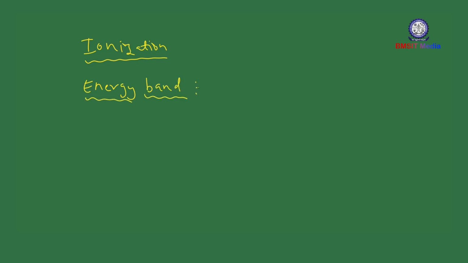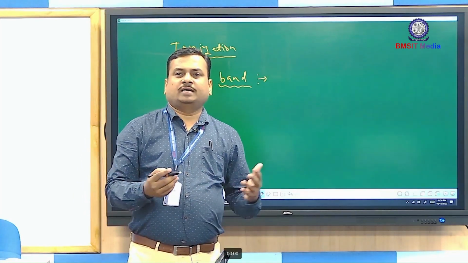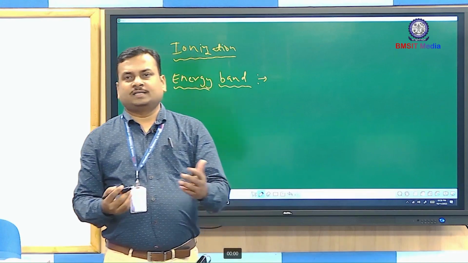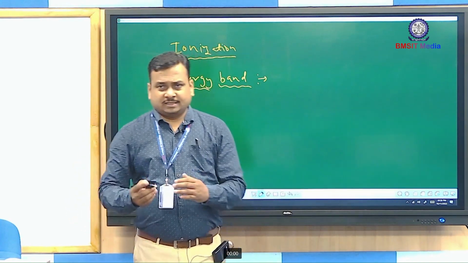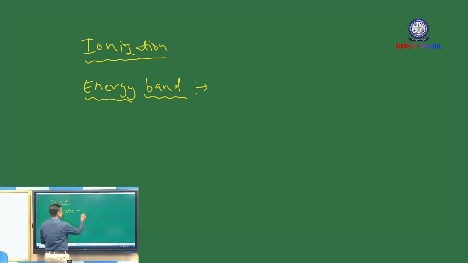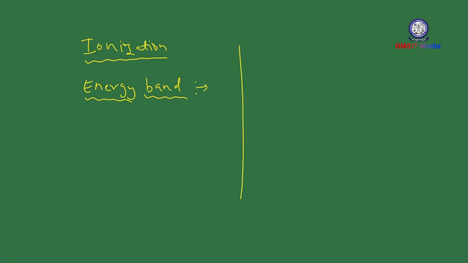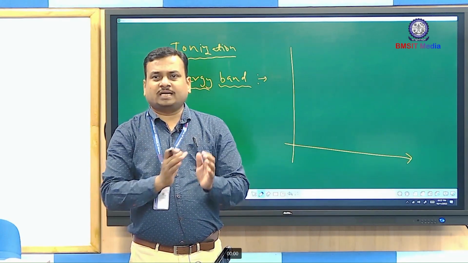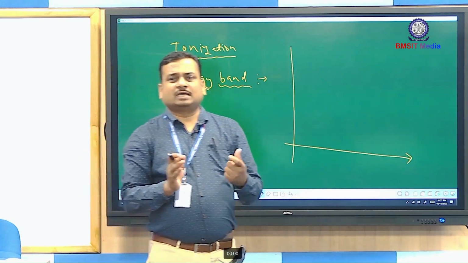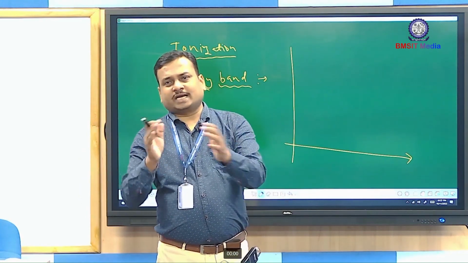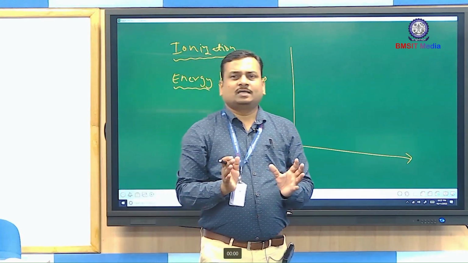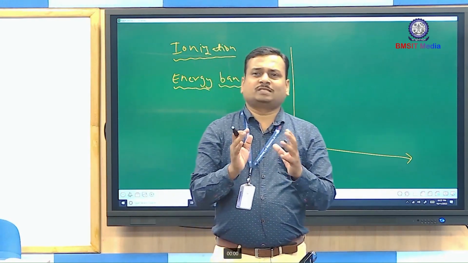So again, based on this energy band, we can classify materials like insulator, conductor, semiconductor. Here in the energy band, we will be having different levels of energy. We should understand that an electron in each orbit will have some definite energy. Electrons in the first orbit have some definite energy, electrons in the second orbit have some definite energy, and electrons in the valence or outermost orbit have some energy.